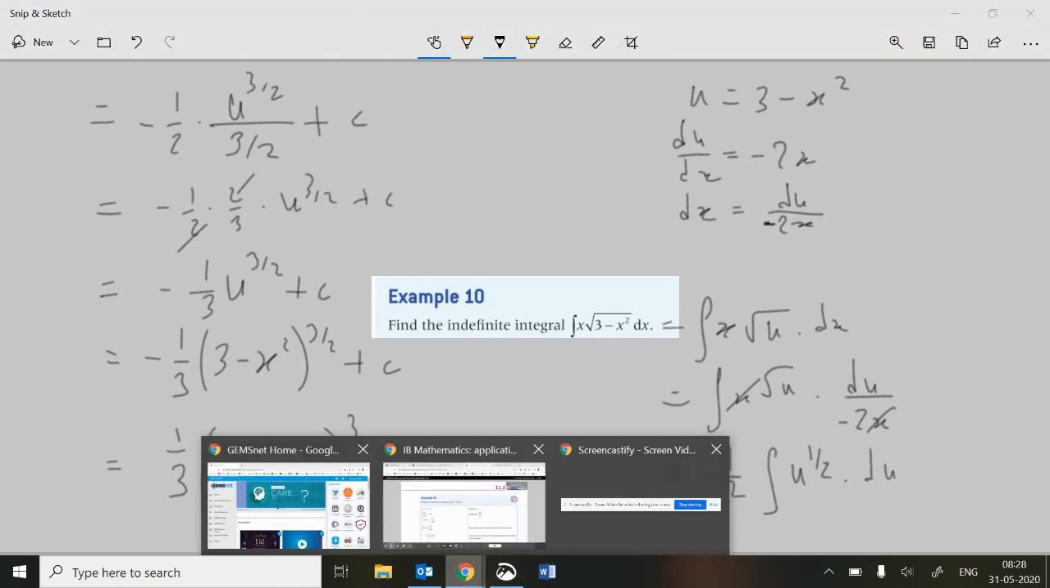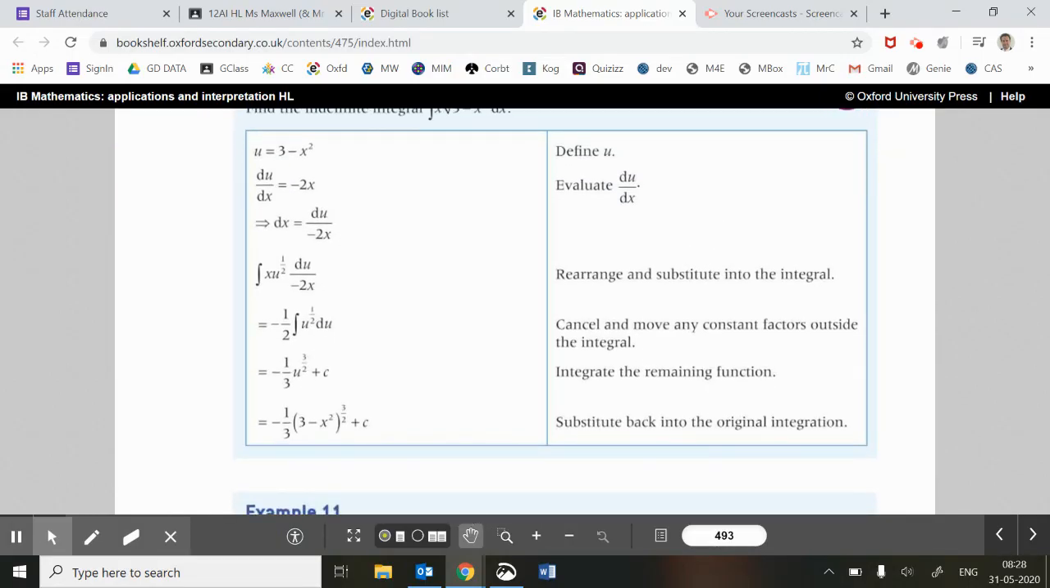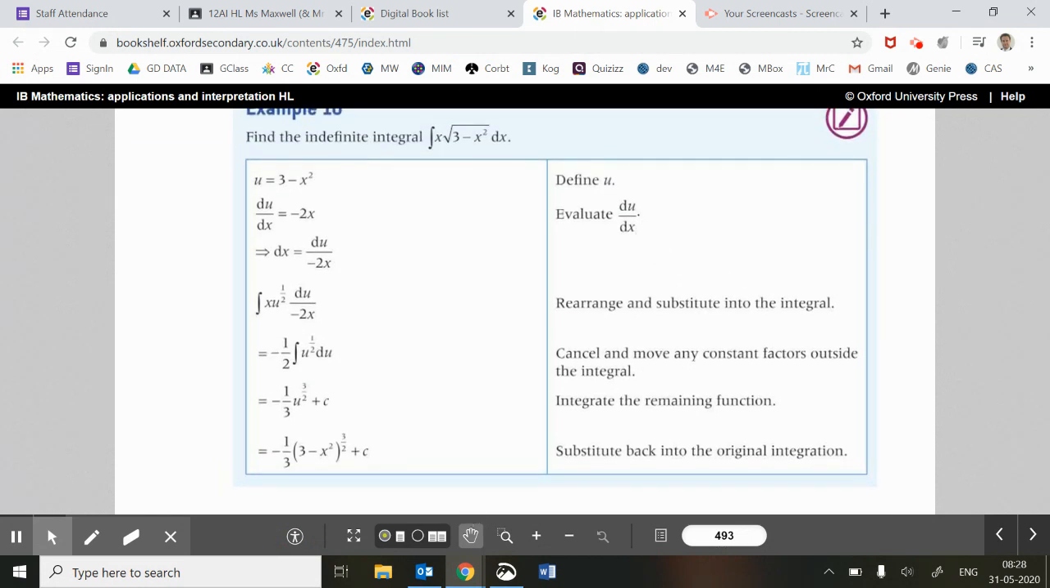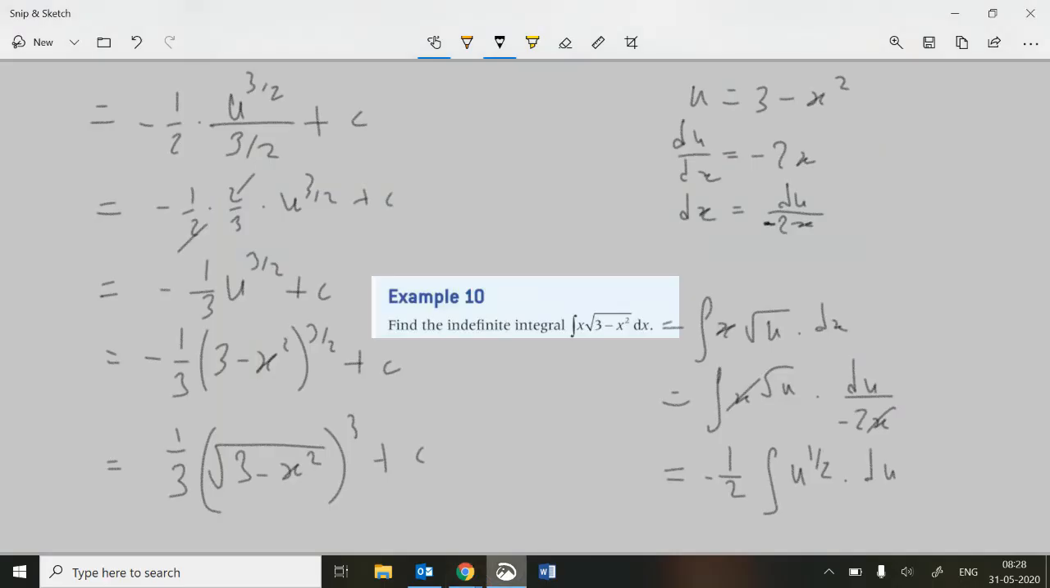Okay, let's just check that we've got that right. Let's see that I haven't made any mistakes. Yeah, that's what they've got there as well. You can work through this if you wish to. Right, let's have a look at example 11.